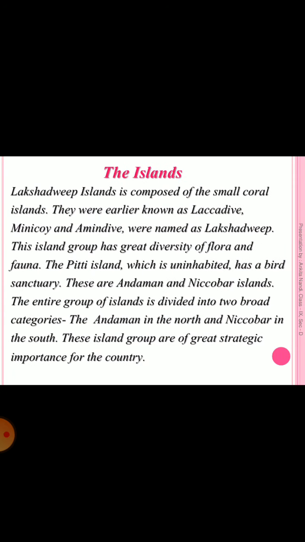Now, talking about the islands, Lakshadweep Island is composed of small coral islands. They were earlier known as Laccadive, Minicoy, and Amindivi, and were named Lakshadweep. This island group has great diversity of flora and fauna. The Pitti Island, which is uninhabited, has a bird sanctuary.